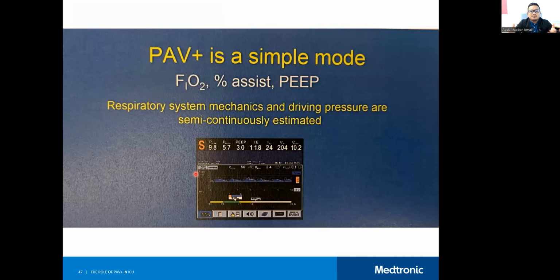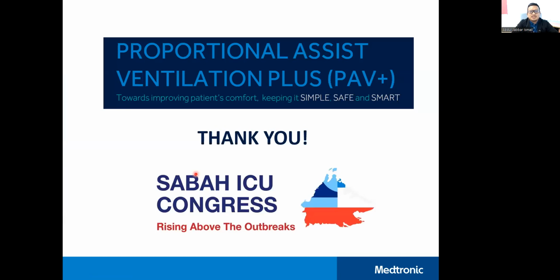Actually, you can use PSV. If you are there with the patient all the time, you can increase the PS up and down, continuously calculating. So PAV plus is like a smart PSV, PSV intelligent. The intelligent part is that if you are always there in front of the patient, yes, you can use PSV. If you see the patient demand increases, then you increase the PS. If you see the patient demand reducing, then you reduce the PS. But for PAV plus, it does this automatically and continuously when you are not there with the patient. So you can be rest assured that the patient is being taken care of carefully with the PAV plus mode. Towards improving patient comfort, keeping it simple, safe, and smart, use PAV plus. Thank you.